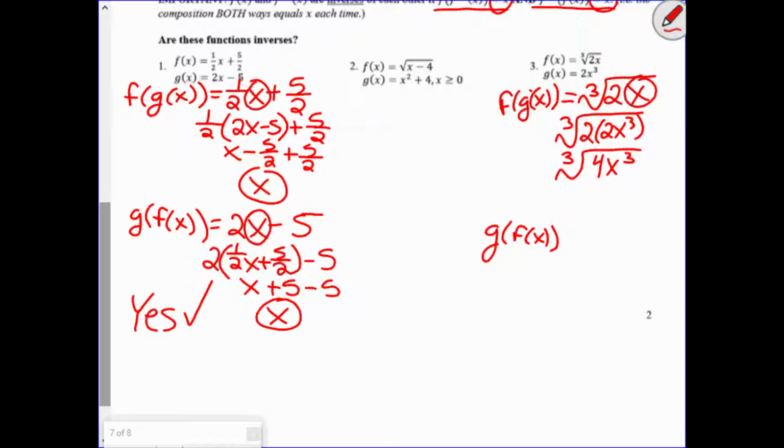So the cube root and the x cubed cancel. So how does that work? Is the 4 a perfect cube? Can you take a cube root of 4? No. Anything that's not a perfect cube cannot come out of the radical.